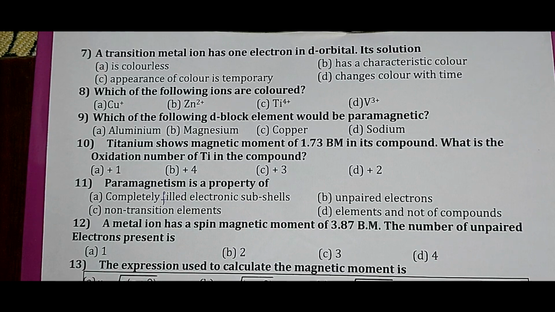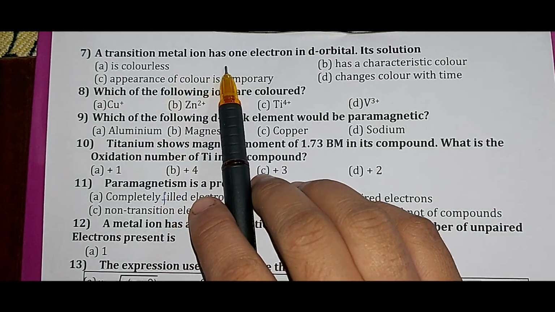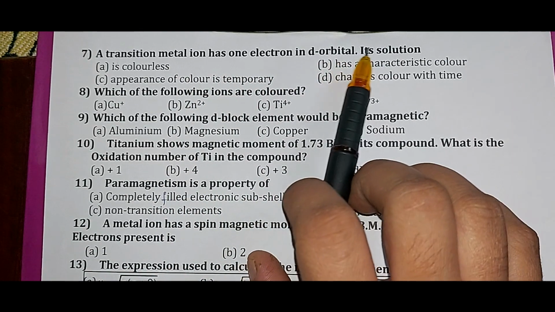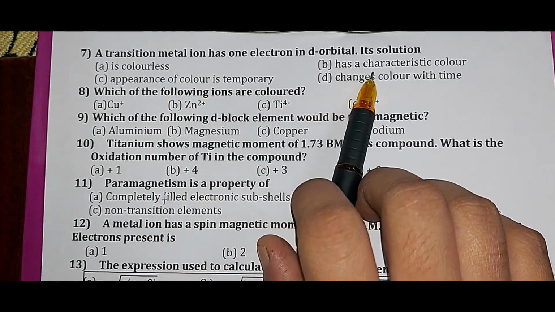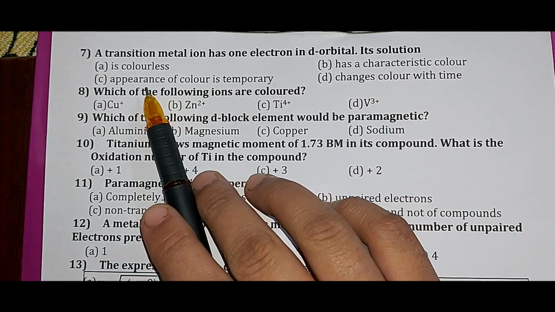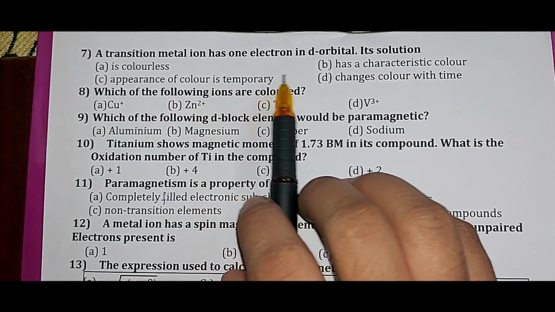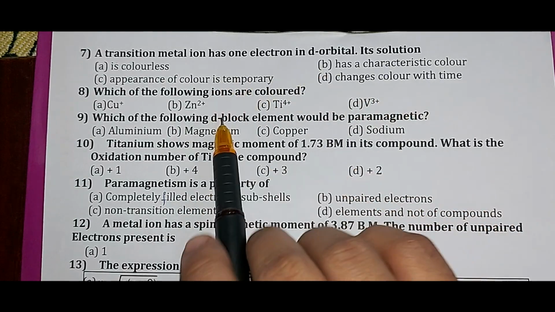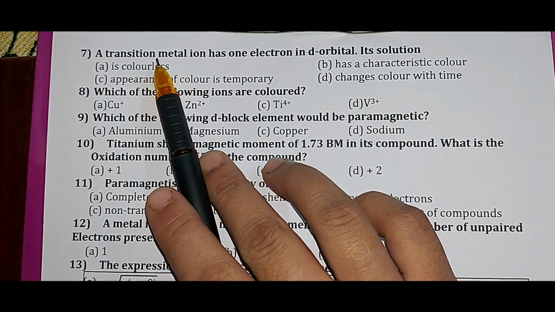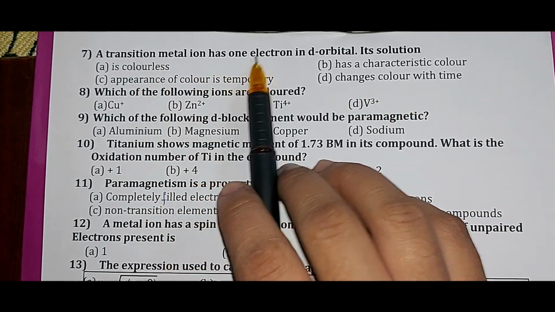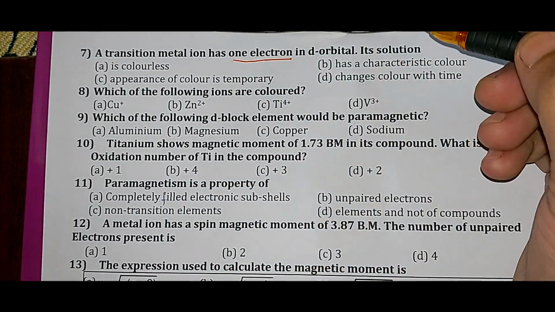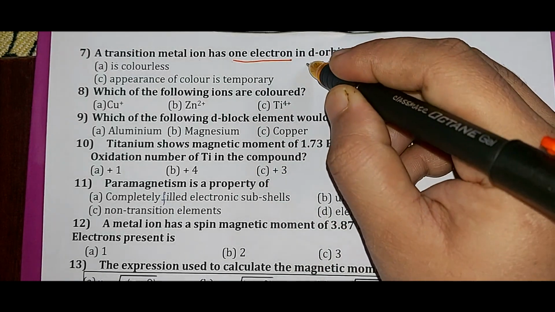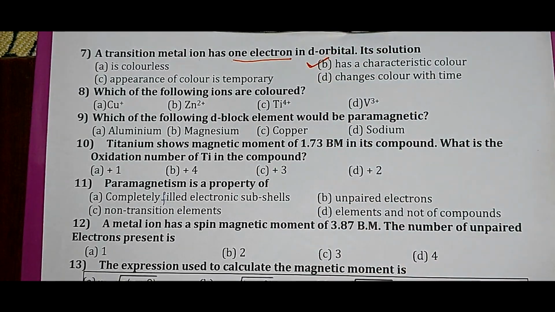Next, question number 7. A transition metal has one electron in d orbital. Its solution is: option A, colorless; option B, has a characteristic color; appearance of color is temporary; changes color with time. So the information given is that a transition metal has one electron. One electron means it is an unpaired electron, and due to the unpaired electron it will have a characteristic color, and hence the correct answer is option B, has a characteristic color.